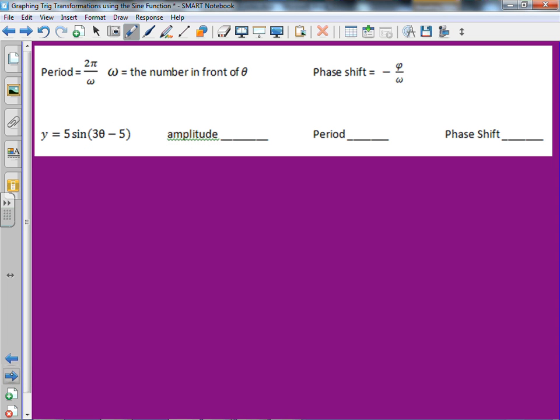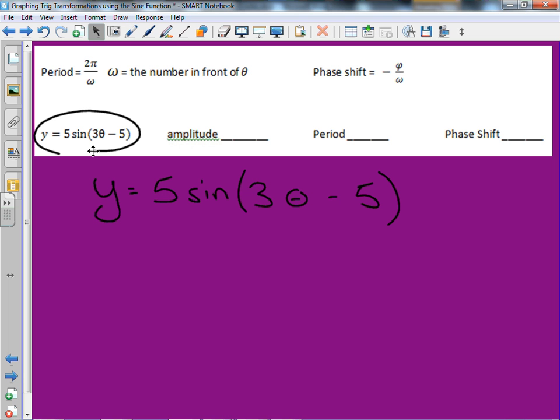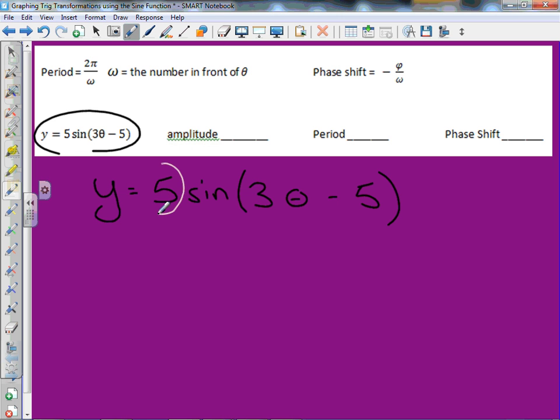Now, all we're going to do is take our equation and find the things inside of it. So if we have the equation y equals 5 sine 3 theta minus 5, what's inside each one of these functions? What does that 5 mean? Remember that 5 goes with our amplitude. So our amplitude is 5.